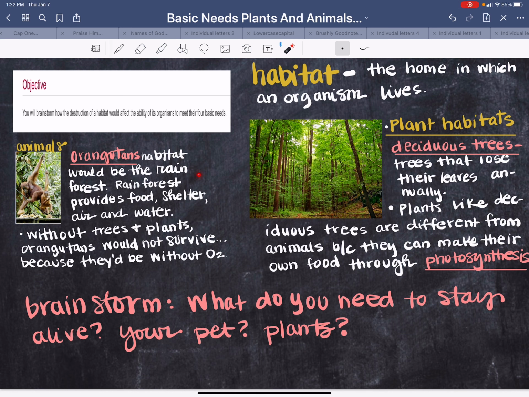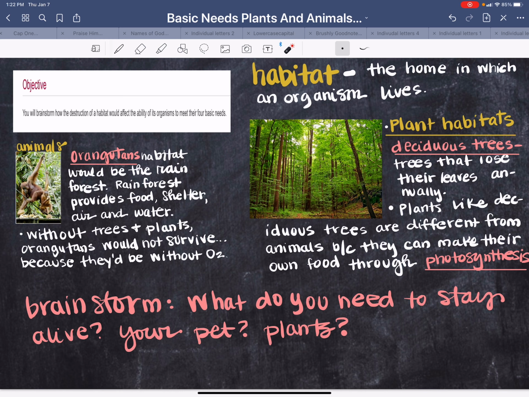And if in the rainforest the trees were to be destroyed somehow, like if it stopped raining, well, guess what would happen? If it stopped raining, the trees would die. And then without trees and plants, the orangutans wouldn't survive because they wouldn't have any oxygen. All right? So that's why it's necessary for them to have trees in their environment, their habitat.